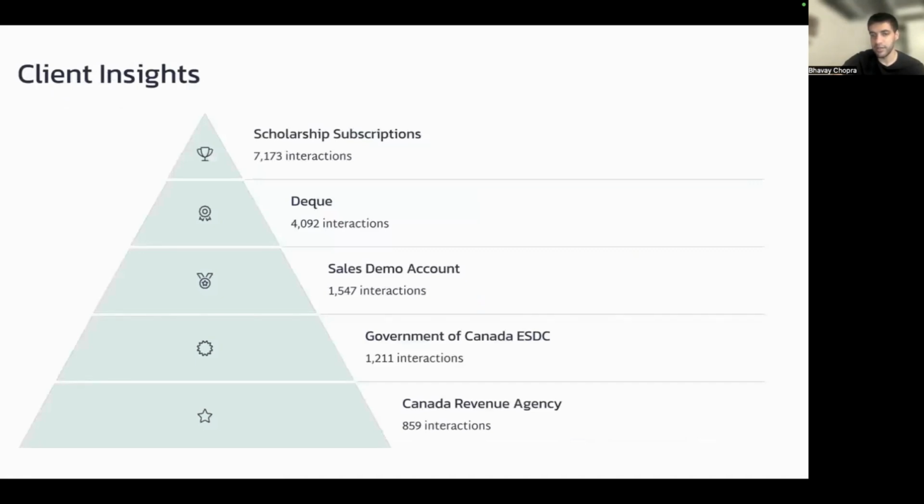We analyzed the number of interactions and other variables for each client. Scholarship subscriptions was the number one client with the most interactions. These were subscriptions provided to certain students of DQ University, and they had the most interactions. The second was DQ and the sales demo accounting, which are both internal teams at DQ University and DQ Systems. And shortly after is the Government of Canada. Both of these are the Government of Canada as their next top clients.